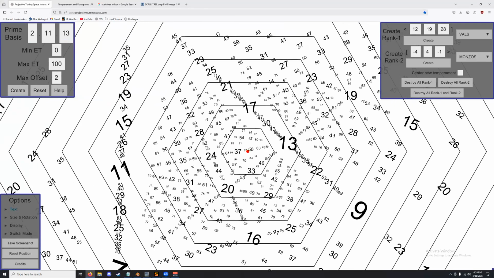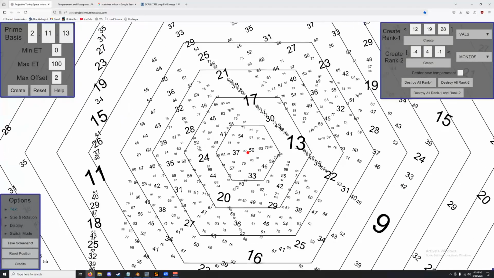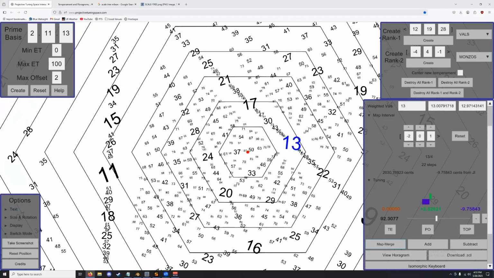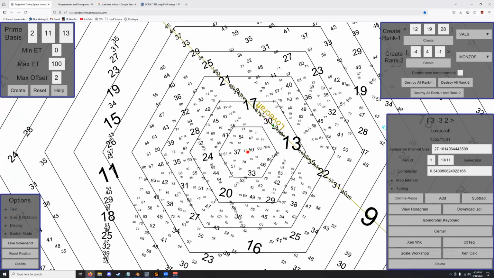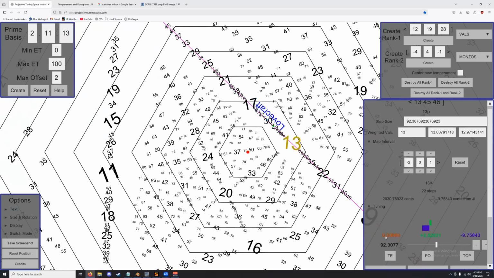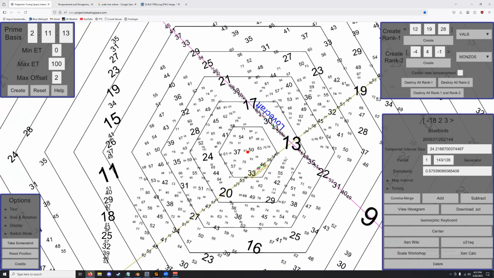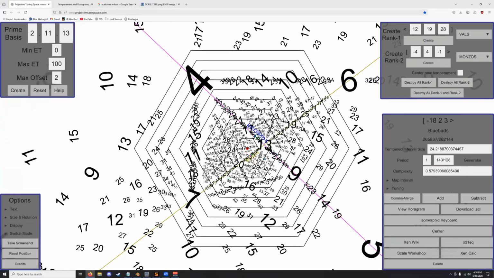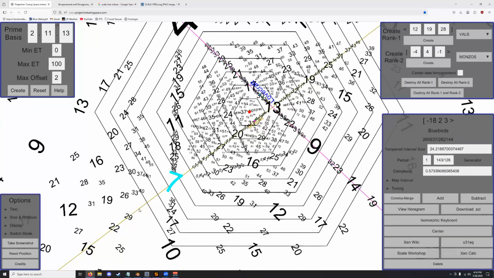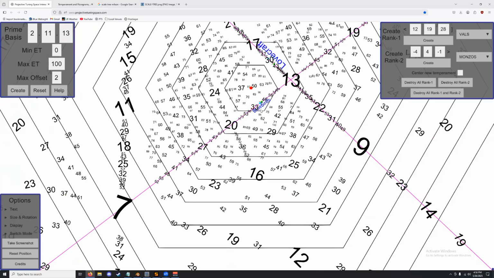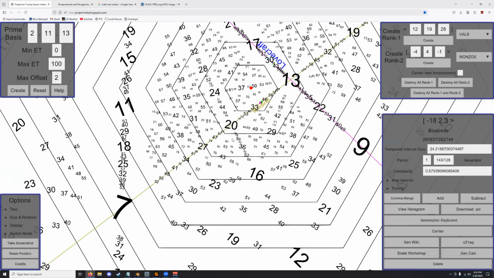So it's 2, 11, 13. It's got some stuff here. I think this one's Lovecraft here. Bluebirds here, which is like the other side of Tetracot. This is neighbors with Tetracot on the scale tree. You actually know a lot about these. Yeah, I like Bluebirds quite a bit actually. It's not very well known, but I think it's nice. And it works with 33 EDO, which is fun. That's incredible.